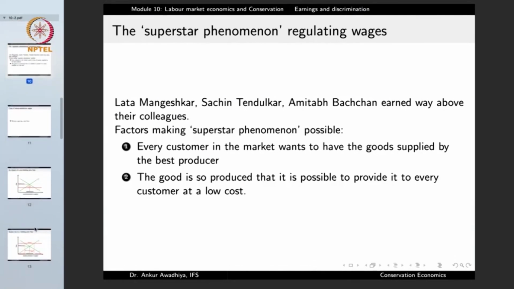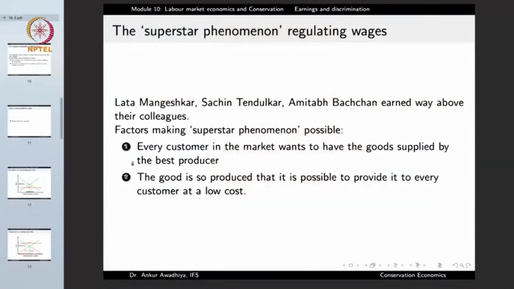Then we have the superstar phenomenon that regulates wages. People like Lata Mangeshkar or Sachin Tendulkar or Amitabh Bachchan earn way above their colleagues. So they are the superstars of the society. Lata Mangeshkar earned much more than other singers of the same time, who were probably putting up the same amount of effort, but those singers were getting paid less, while Lata Mangeshkar was getting paid more. Sachin Tendulkar got much more income from playing cricket than another person who is probably putting up the same amount of effort.